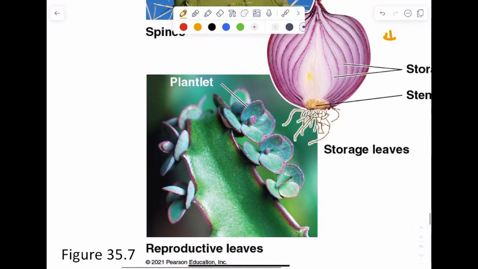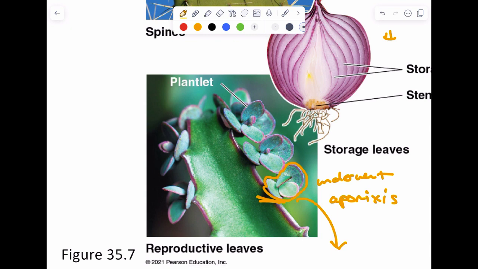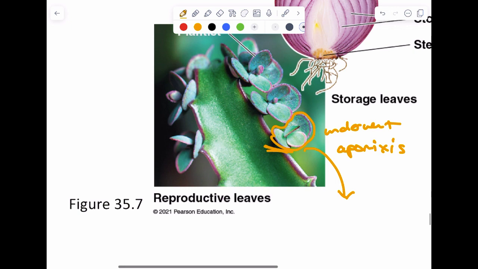Then you have these little plantlets. These underwent apomixis. So what will happen is these will separate, fall off to the ground, they'll sprout roots, and they'll start growing. It's asexual reproduction. Just rather than using stolons, we're going to use the leaves themselves.